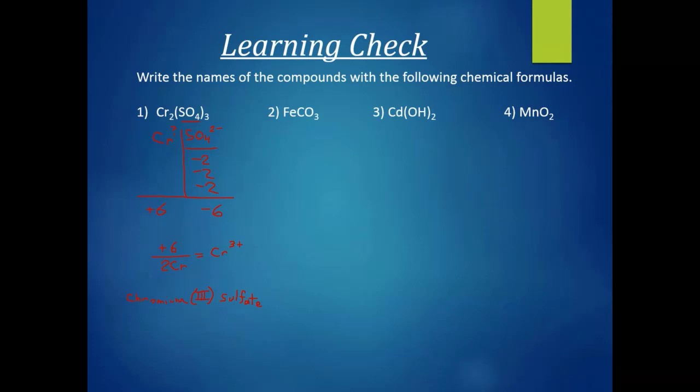Are we supposed to do it the way we did it previously? Yeah, just like the one that we just did with number 1. If it needs a Roman numeral, then you would include a Roman numeral. If it doesn't need a Roman numeral, then you don't have to include one.